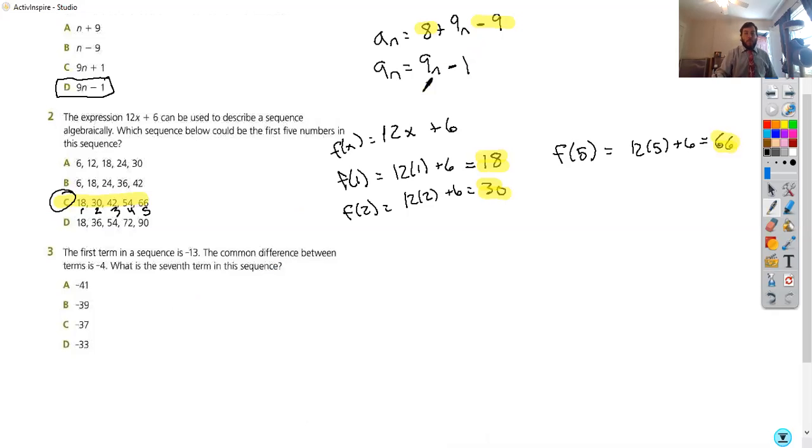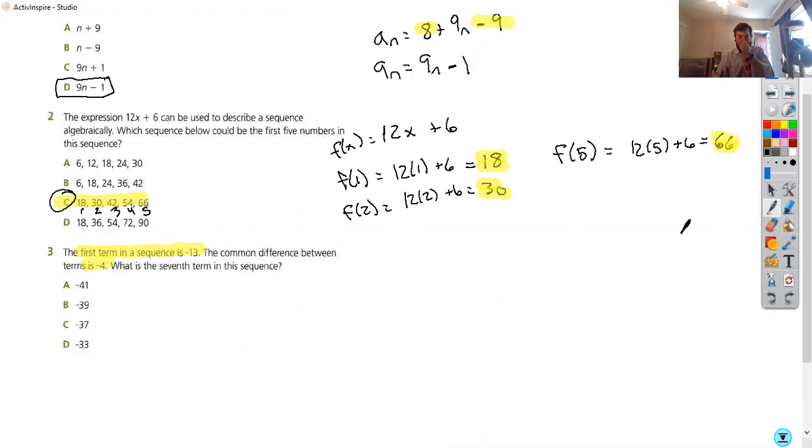So again, we were given the formula, and then to find each term, we just substitute in whatever term number we're looking for for the variable x there. All right, this next one says the first term in a sequence is negative 13. So here we know the first term is negative 13. The common difference between terms is negative 4. What is the 7th term in this sequence?